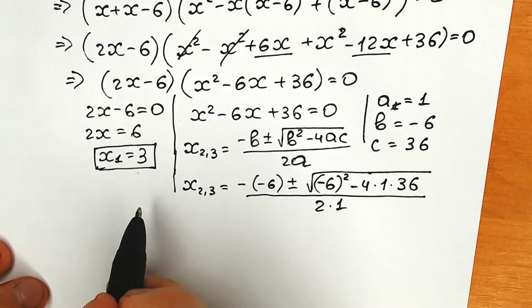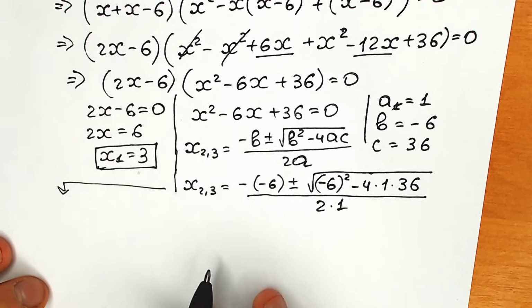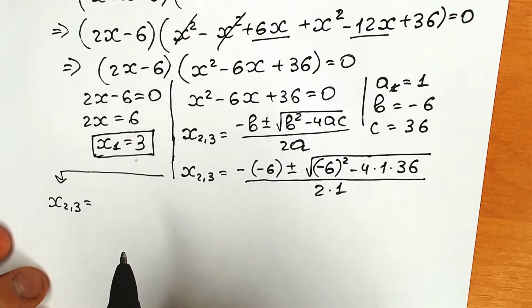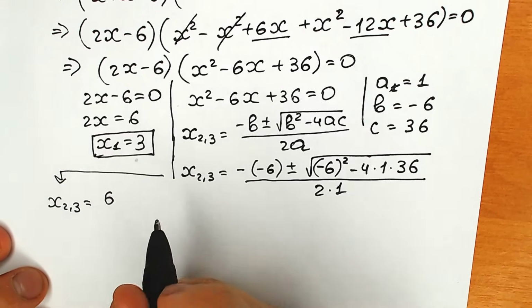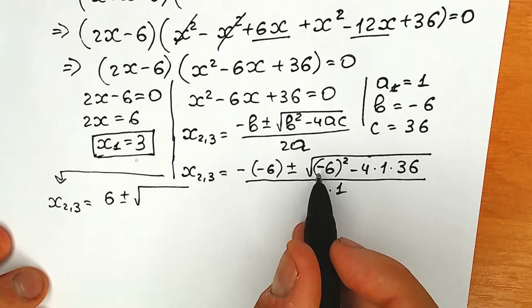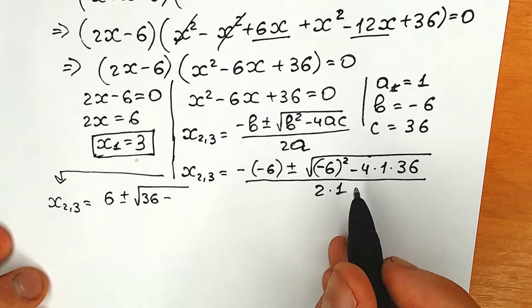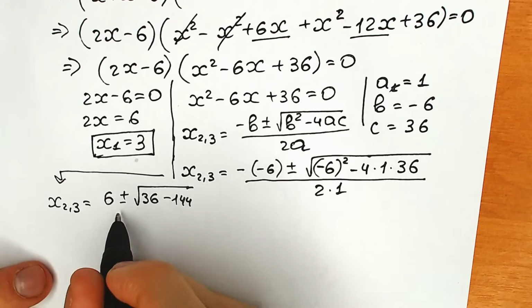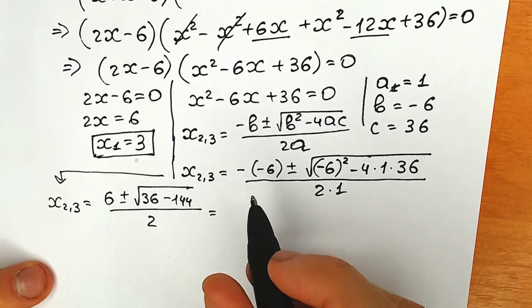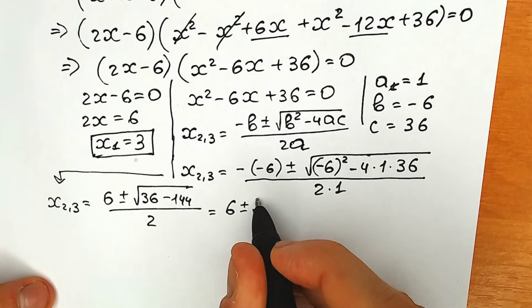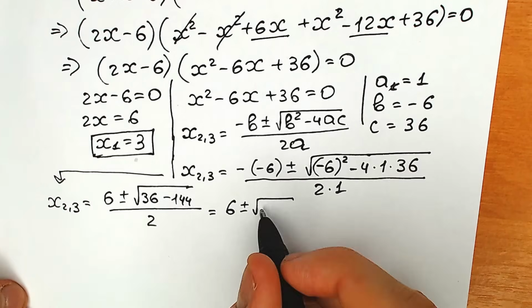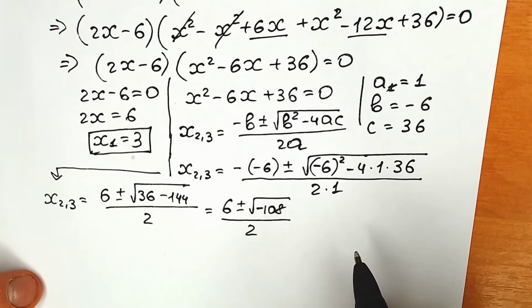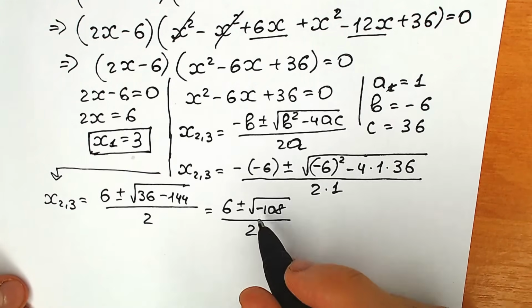Right now let's simplify it, but I'm going to start right here on the left side because I don't have enough space. So let's do this from left side to right side if you don't mind. X second and third equal to, as a result, we have 6 plus minus the square root of, we have minus 6 squared equal to 36, and minus 4 times 36 equal to 144, and we divide all of the thing by 2. As a result we have 6 plus minus the square root of 36 minus 144 equal to minus 108. So it means that in this pair we're going to have complex roots, but it doesn't matter. Let's find this complex root.